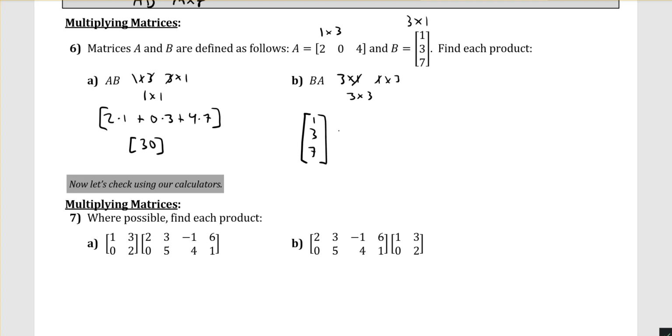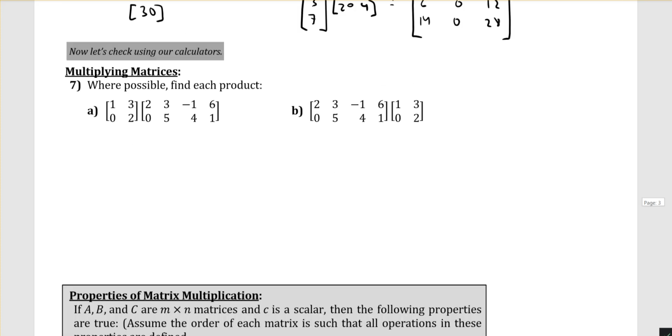So we have 1, 3, 7 times 2, 0, 4. And it's got to be 3 by 3, so let's make our little 3 by 3 matrix here. So it ends up being 1 times 2, 1 times 0, 1 times 4, 3 times 2 is 6, 3 times 0 is 0, 3 times 4 is 12, 7 times 2 is 14, 7 times 0 is 0, 7 times 4 is 28.